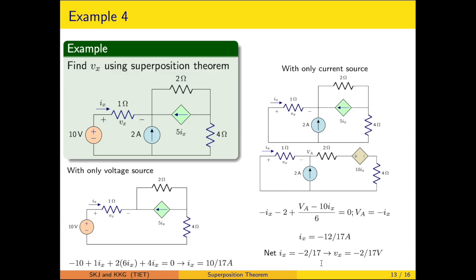Fourth example, here we have to calculate the Vx using the superposition. So it is having two sources, one is a voltage source, another is the independent current source. This particular is a controlled current source, and the controlling quantity Ix is the current through the resistor through which we have to find out the voltage. So as a procedure, we have to consider the independent sources one by one. So with only voltage source, the current source is open circuited, the equivalent is like this.